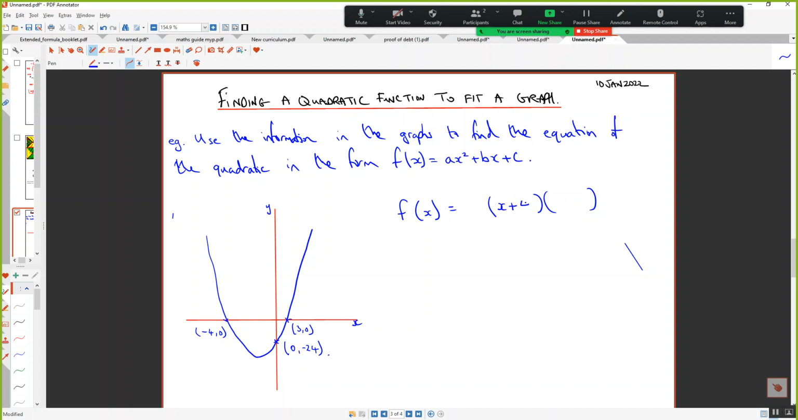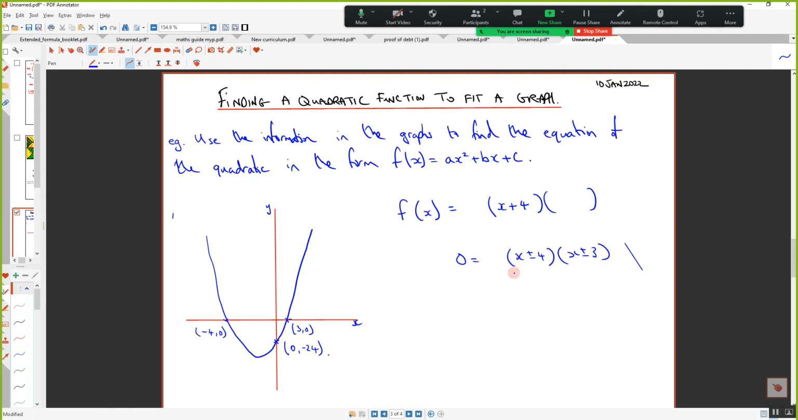X plus 4. Okay, well, let's talk about it. At this point, what's our y value? 0, okay? So if this is 0, and we've got something in these brackets, now we don't know if it's x plus or minus 4 or x plus or minus 3, okay?